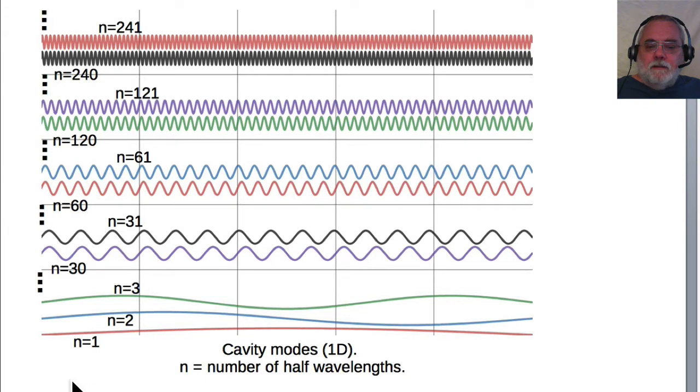Here's a plot of the waves of different cavity modes in the cavity. The cavity starts here on the left. There's a conducting wall here, and it ends on the right here where there's another conducting wall. So don't think of this as extending beyond the left or beyond the right. There are conducting walls here that terminate all of the electromagnetic waves.